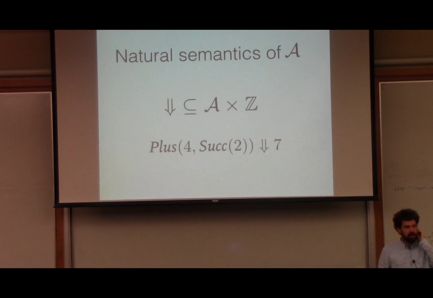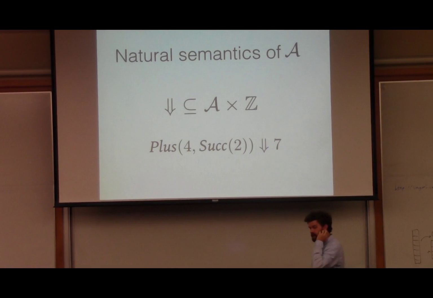So the first kind of semantics I'm going to look at here is a natural semantics. Okay, it's a binary relation that relates expressions in my language of arithmetic and integers. And the interpretation here is that if you write down an arithmetic expression, what does it mean? So here's just an example that if I add 4 and 2 plus 1, that should mean 7. Okay. So you usually write this in an infix notation here.